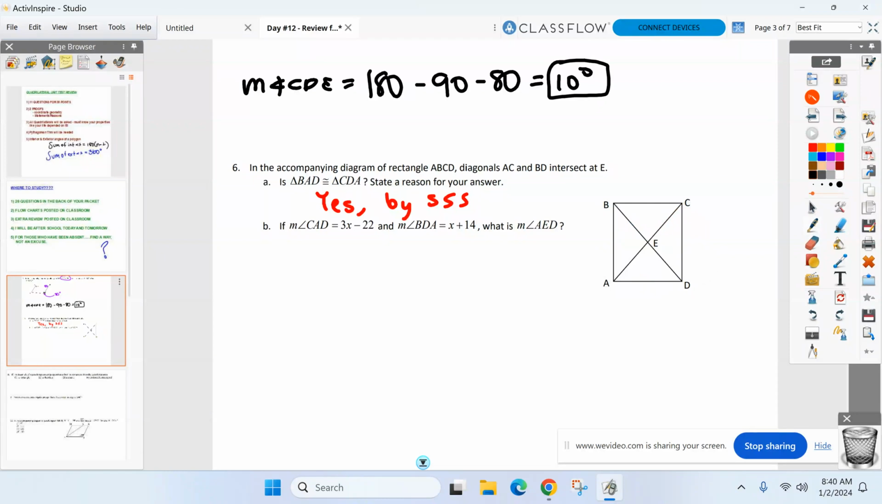I don't know if this property is listed in the flow chart, but we definitely wrote it down on rectangle day. Let's see, CAD, that angle right there is 3x minus 22. This angle right here, x plus 14. And we're looking for AED, that angle right there.